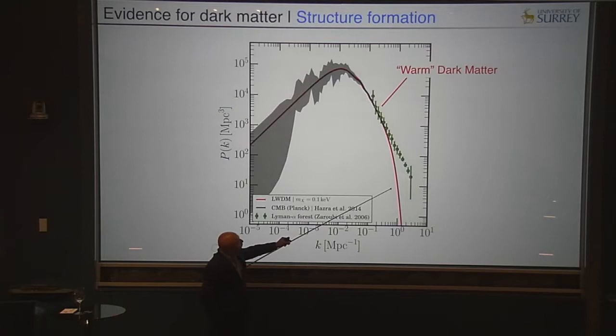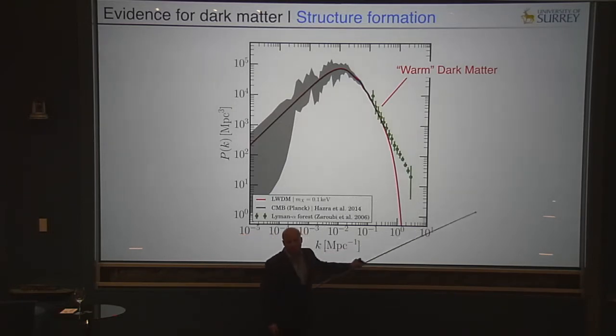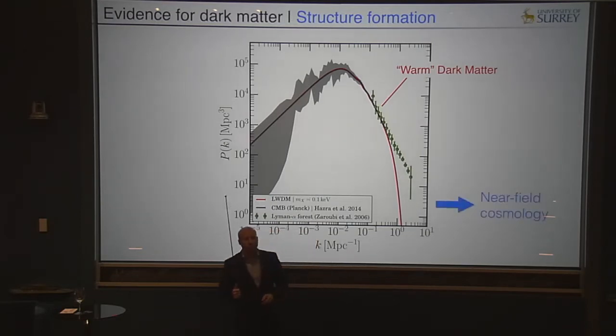And we can push this model ever closer to the data and get a constraint on how warm it can or cannot be. And if we can push this comparison between theory and data much further over here to the right, then we can really start to tighten the screws on these different models, and we can start to make inferences about what dark matter might actually be. And that's the field of near-field cosmology, which is my own research area.